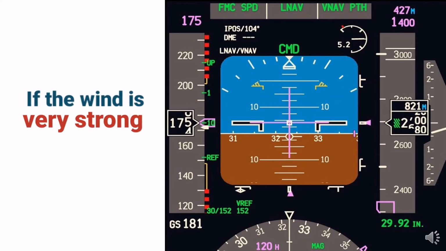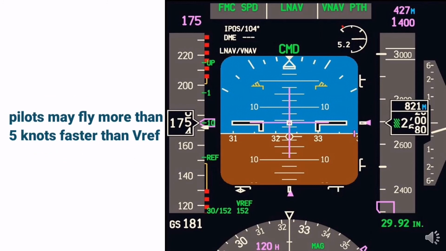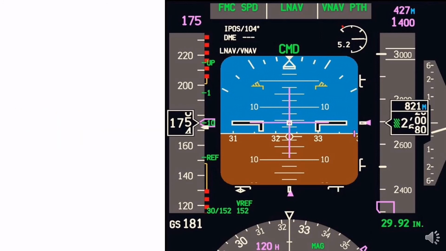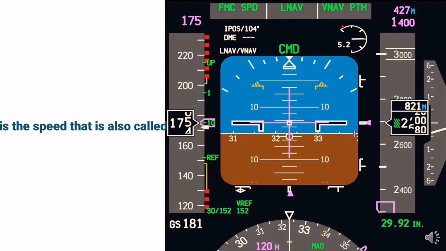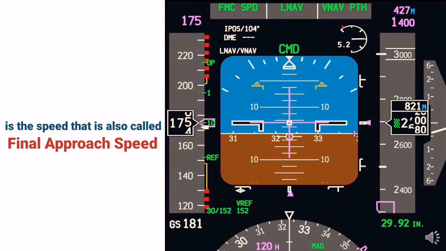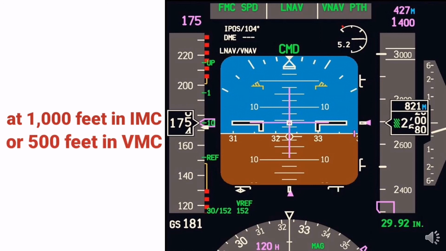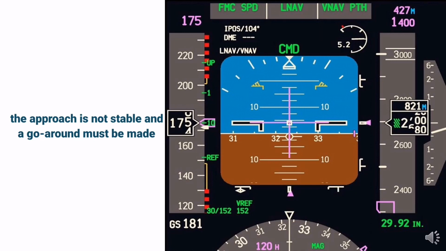If the wind is very strong or gusty, pilots may fly more than 5 knots above Vref, but no faster than Vref plus 20 knots. This speed of Vref plus 5 to 20 knots for wind is also called final approach speed. If an aircraft is not close to this speed at 1,000 feet in IMC or 500 feet in VMC, the approach is not stable and a go-around must be made.